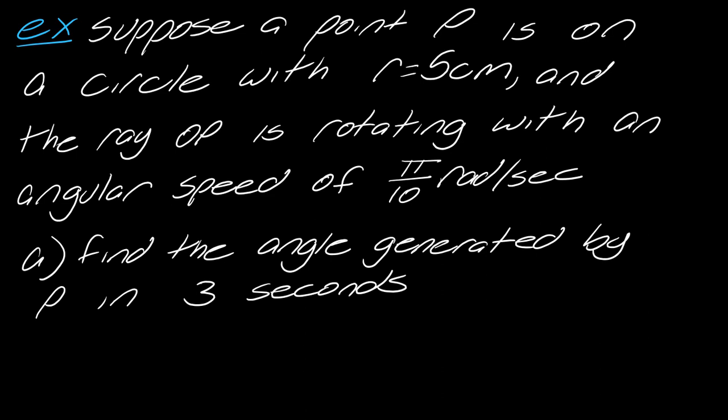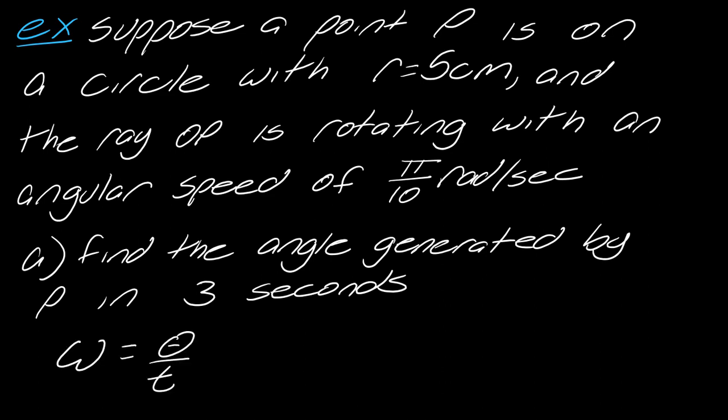Okay, so let's take a look at a few problems now that can come up with this. I've got a variety of these. Suppose a point P is on a circle with the radius equal to 5 centimeters, and the ray OP is rotating with an angular speed of pi over 10 radians per second. First I want to find the angle generated by P in 3 seconds.